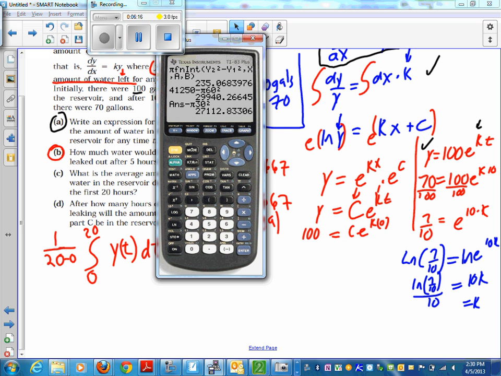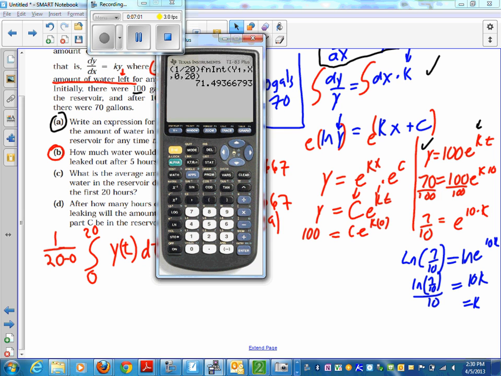So let's quit out of this, and we're going to take 1/20th times that integral. We're going to let the calculator do it for us. Go down to function integrator, and y1, your variables, using x as the variable, and the lower limit of integration is 0 and the upper limit is 20. So we get this: 71.494 is the average amount of water in the reservoir in the first 20 hours.